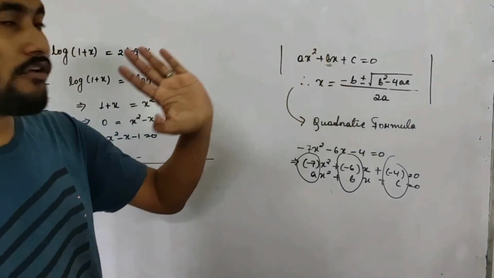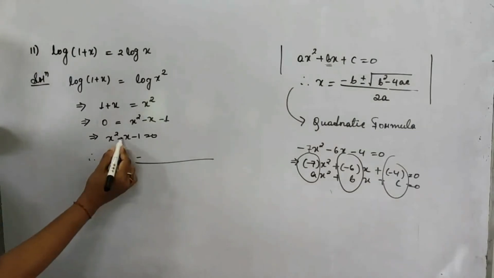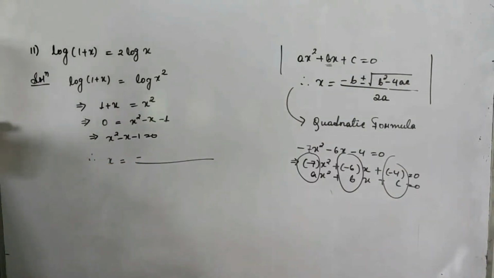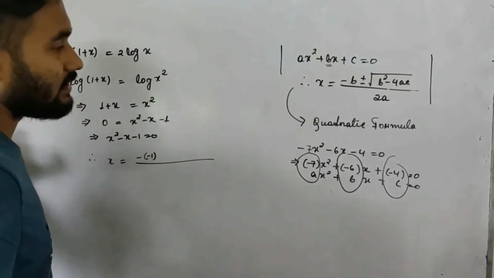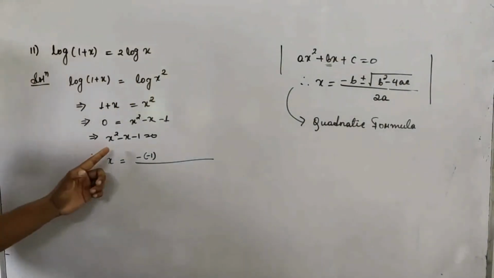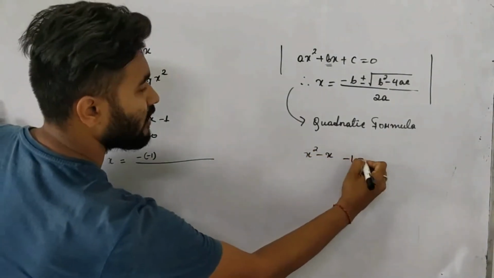Now what is the value of b in this equation? What is there over here? Coefficient 1 is there, right? But not 1, minus 1. Say I am writing this equation: x square minus x minus 1 equal to 0.